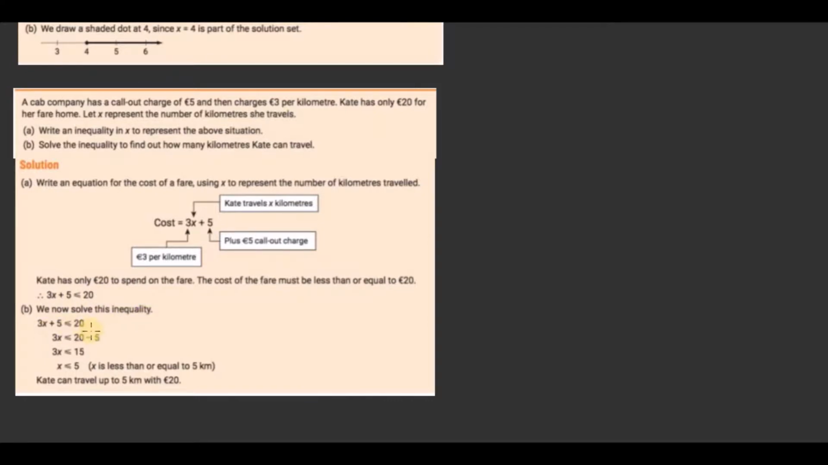So 3x plus 5 is less than or equal to 20. 3x is less than or equal to 20 minus 5, and so on. So x is less than or equal to 5. So x is the number of kilometres. So Kate can only travel up to 5 kilometres for €20, which sounds pretty shabby to me.